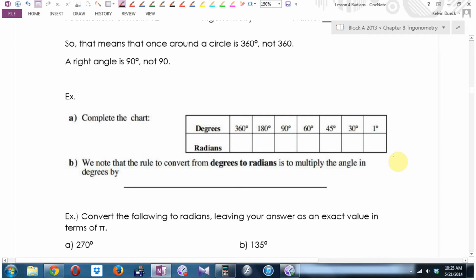Complete the chart. 360 degrees, how many radians? 2 pi. 180 degrees, Brooke. 90 degrees, hey, what fraction of 180 is 90? 90 degrees is pi by 2. We used to say pi divided by 2, but we've gotten lazy over the years, so our shorthand is we just say pi by 2, and we understand you mean divided by.